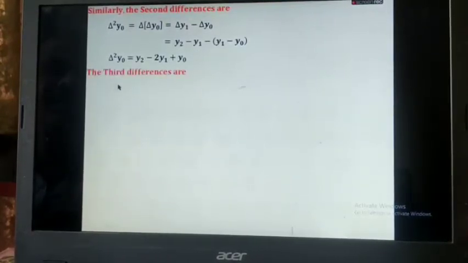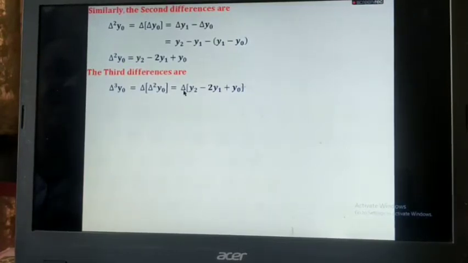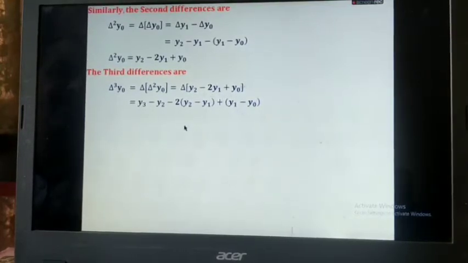In the same way, we can get the third differences. Delta cube y0 is delta of delta square y0. Already we have delta square y0, rewrite that one and apply delta to that. We can get delta cube y0. So that is delta y2, which is y3 minus y2, and 2 times delta y1, which is y2 minus y1, plus delta y0, which is y1 minus y0. We have y3 minus 3y2 plus 3y1 minus y0. You just have to observe: if it is a square, 3 terms appear. If it is a cube, 4 terms appear.